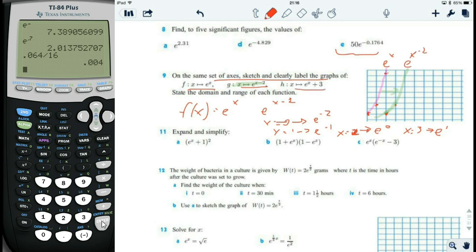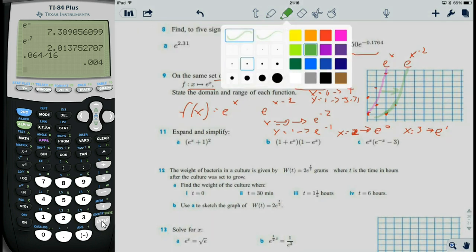What does e to the x plus 3 do? Let's put in x equals 0 for that one. When I put x equals 0 in here, instead of getting 1 out, I get 4 out, right? Because I get 1 plus 3. If I put x equals 1, instead of getting 2.71 out, I get 5.71. So let's graph some of those values. For 0, I get 4. And for 1, I get 5.71.